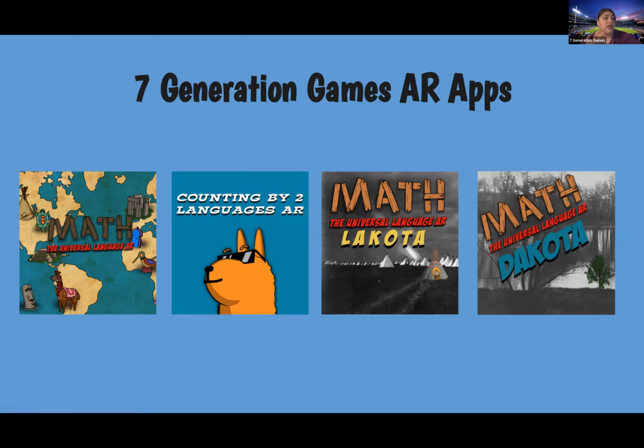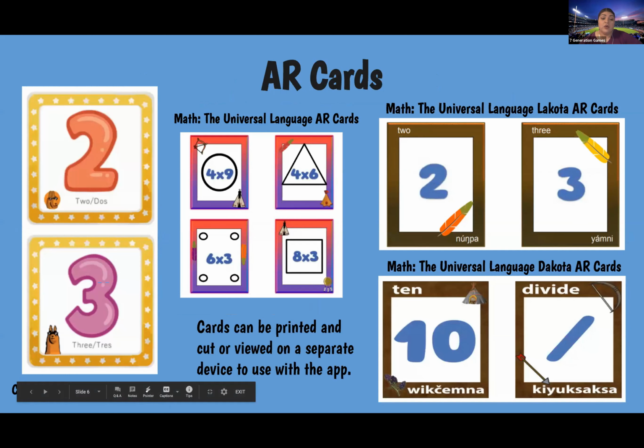We also have Lakota and Dakota versions of Math the Universal Language as well. You'll see what these apps look like and how they work in a second. The way our AR apps work is, first you download the app, and once you've opened the app, you receive cards to either print out or view on a separate device. The AR cards are readily available in each app or directly from our website. Once you have the cards, you can use our app and view each card, and that's when numbers come to life and math is brought to life.